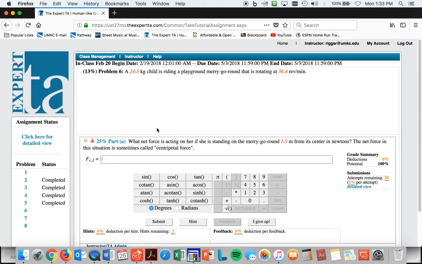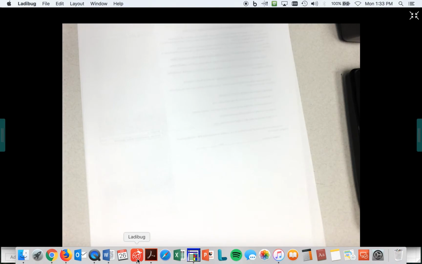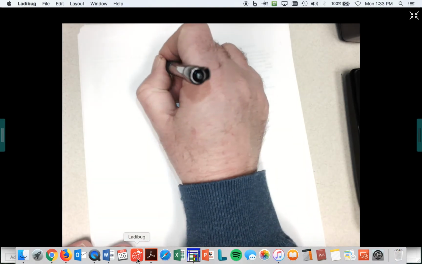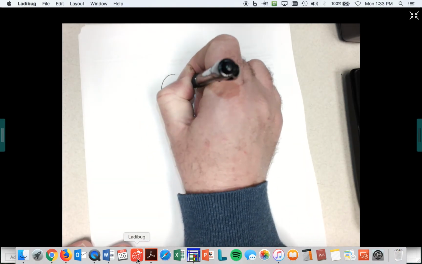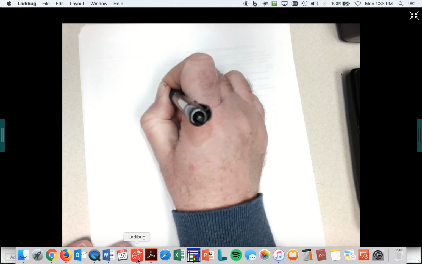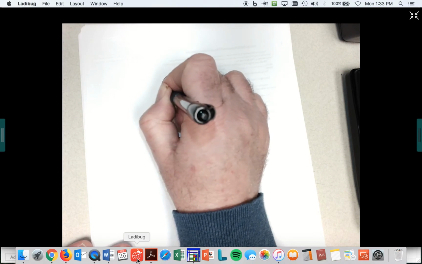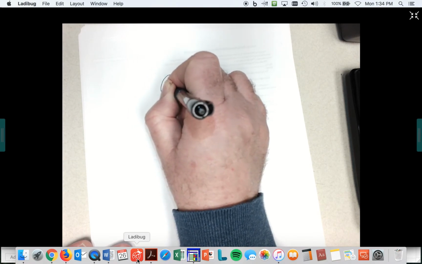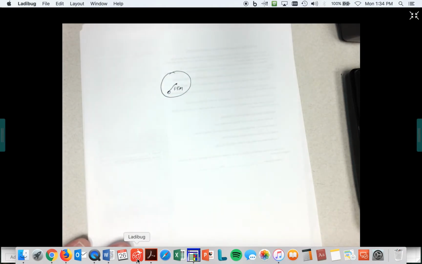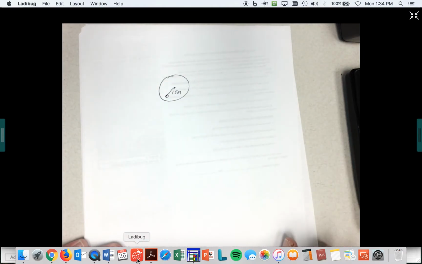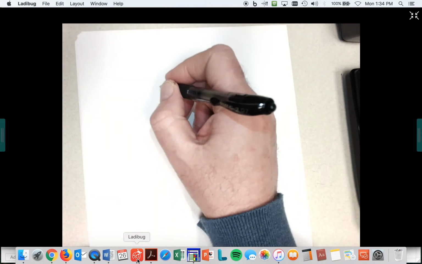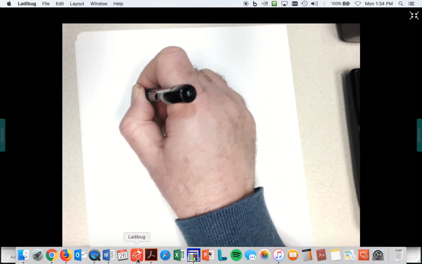So let's look at the top view of this girl standing on the merry-go-round. Here she is standing on it. Here's the top view. Here's the top of her little head. Well, she's on the edge. Let's just say she's 1.5 meters out. That's not a very big drawing, is it? 1.5 meters. That drawing sucks. I don't want to erase this because we've done some good work up until now. So let's just draw this a little bit bigger.